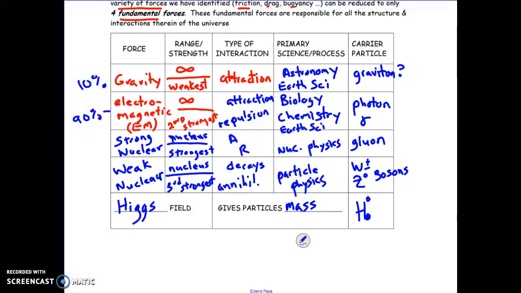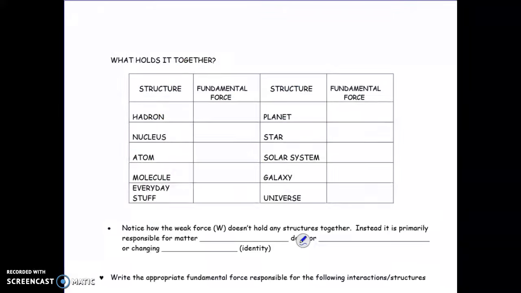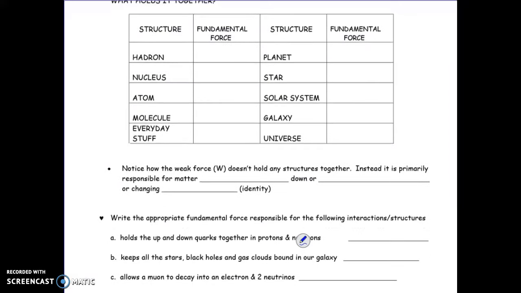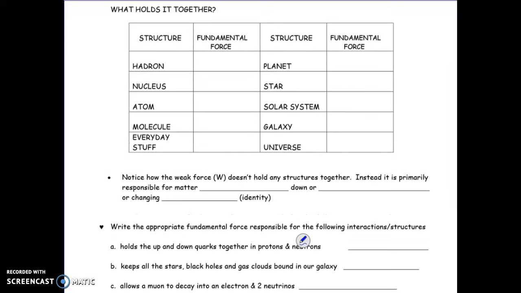Okay, now we can turn our attention to how these forces affect our lives. So we're going to go to something a little bit familiar to us, the structures in the universe, all the way from the tiniest things like hadrons to the biggest thing, the universe. What holds it together? It's got to be one of those forces. All right, so let's take the universe. I'm going to work our way back. What holds the universe together? More than anything, it's good old gravity.